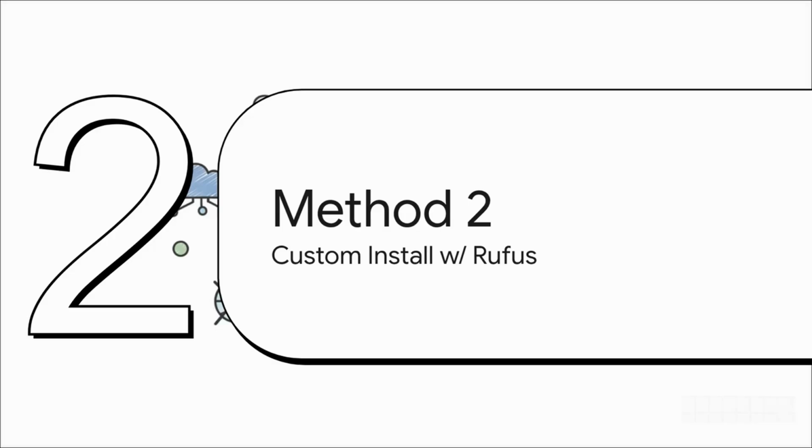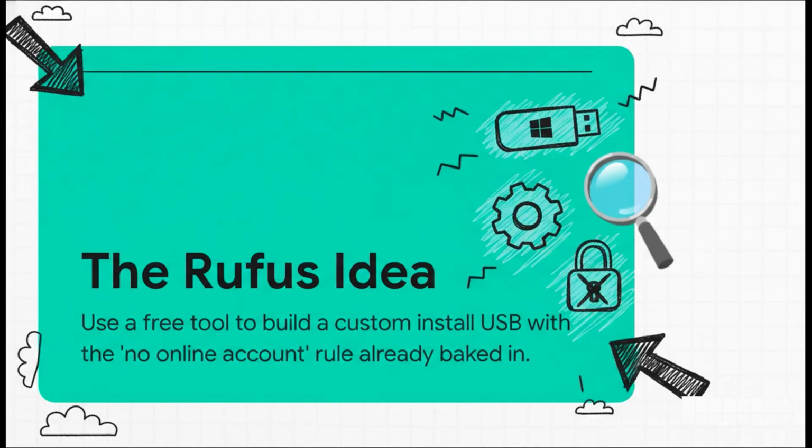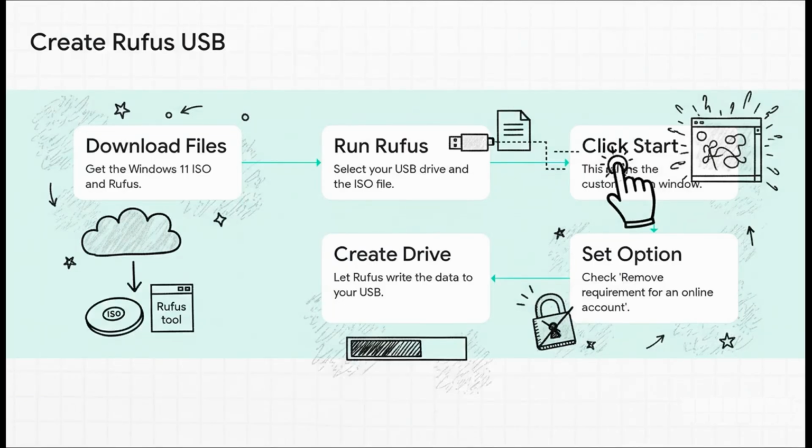Okay, let's move on to our second tool. This one is for all of you who like to prepare ahead of time. It's all about creating a special, customized installation USB drive before you even start. So the idea here is to be proactive. You use this free and really popular app called Rufus to create a Windows 11 installer that already has your preferences, like wanting a local account, built right in from the get-go. The prep work here is everything. You download the official Windows 11 file, that's called an ISO, and you grab the Rufus tool.